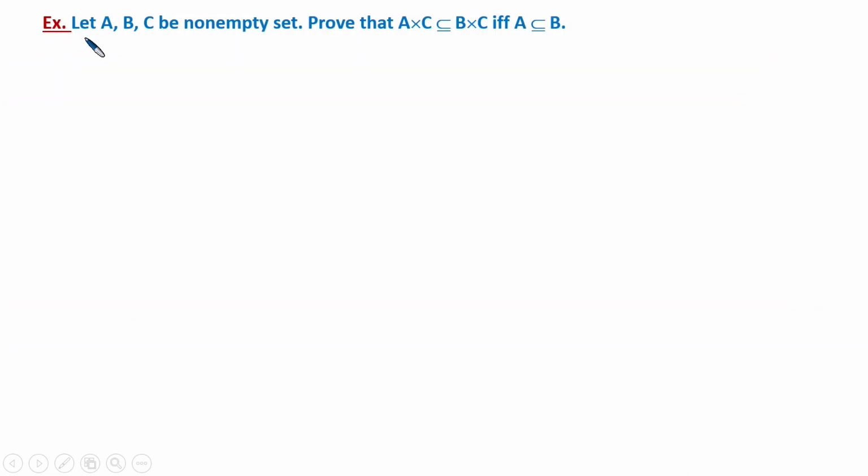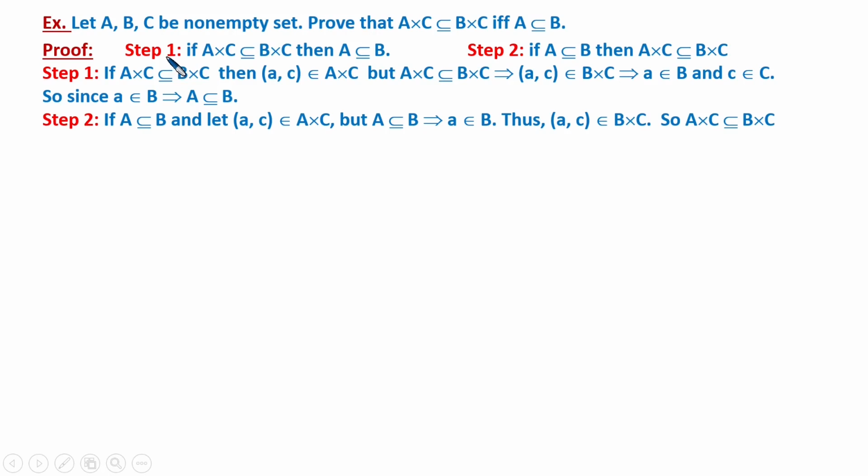Now I think this is the final example. Before ending, I will show this one. Let A, B, C be non-empty sets. Prove that the Cartesian product A cross C is a subset of B cross C if and only if A is a subset of B. So this we have to prove. How do you prove it? You have two steps actually.